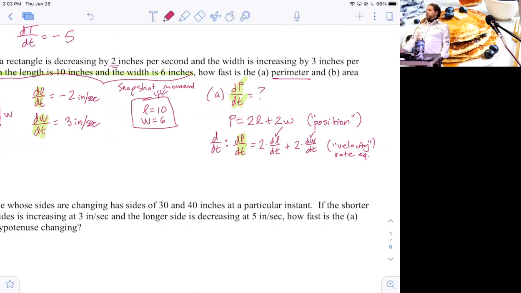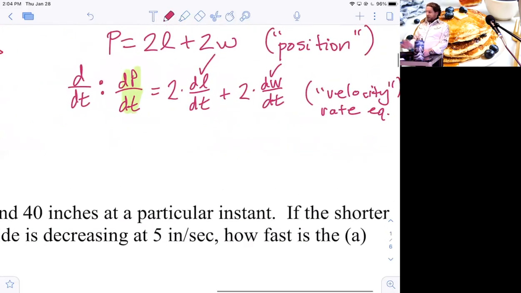Notice there's no quantity of L or W in this, is there? So what that means is it doesn't matter what the current size is, as long as the length and width are changing at a constant rate, the perimeter will change at that same rate. So now that I've got everything, now we just plug in.